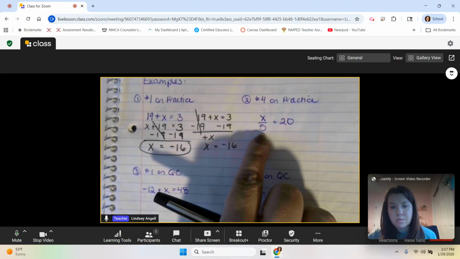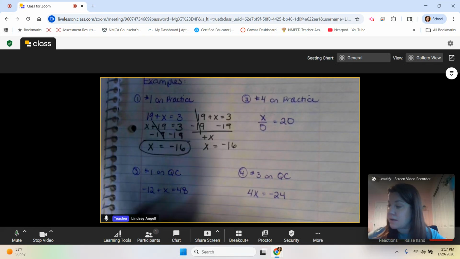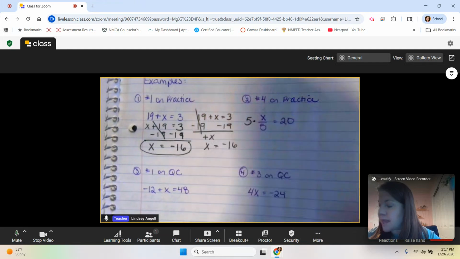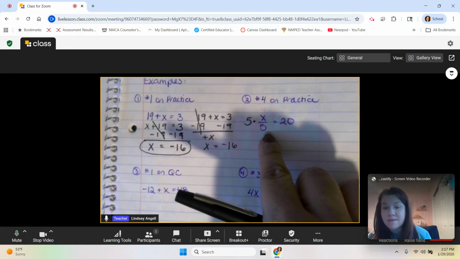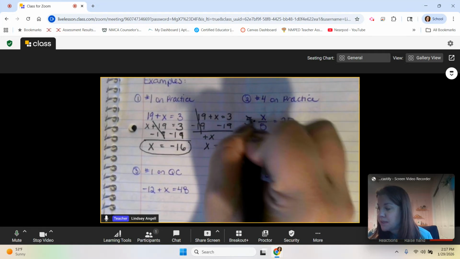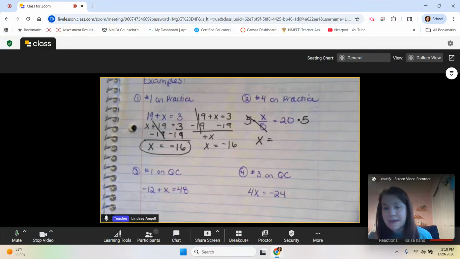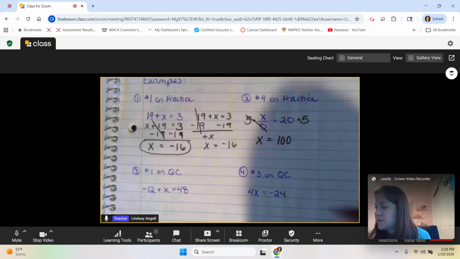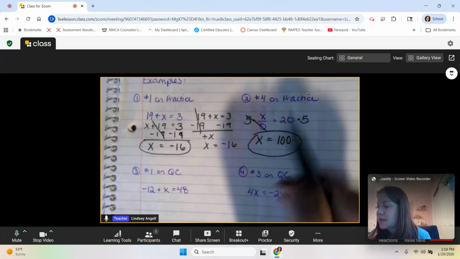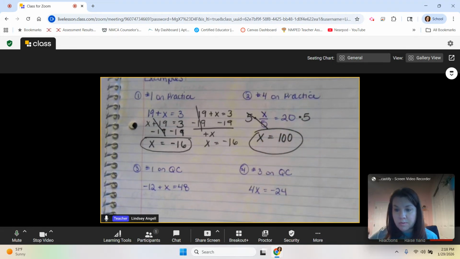All right, number 2, which is also number 4 on your practice. On this one, right now we are dividing by 5. If we're going to do the opposite operation from what we see in the problem, then we need to multiply by 5. Because when you multiply and divide by the same number, you get 1. 5 divided by 5 is 1, and so we would be left with just 1x. Whatever I do to one side, I have to do to the other. So 20 times 5 is 100. So x is equal to 100. And again, plug it back in. Is 100 divided by 5 equal to 20? It is, so we know we're right.